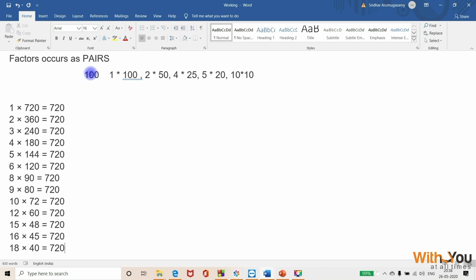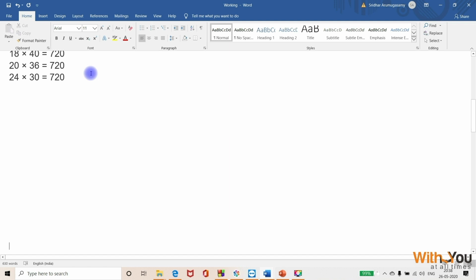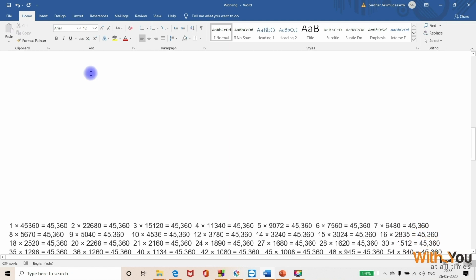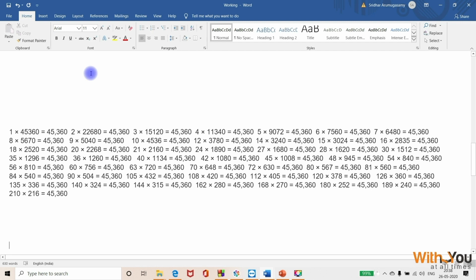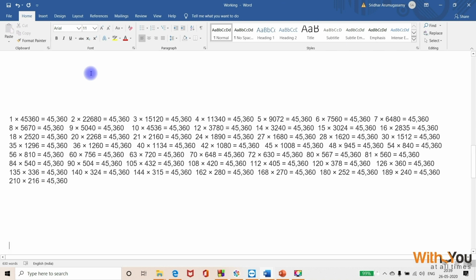Simple. Let's have a look: is what we are seeing only for 720? No. We took some more numbers. Have a look at it. A huge number, 45,360, has 100 factors. So everybody occurs as pairs. The last pair is 210 into 216. Which means, instead of going to 45,360 or half of it, 210 is sufficient. Let's have one more.